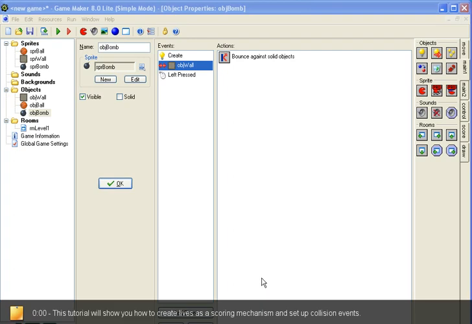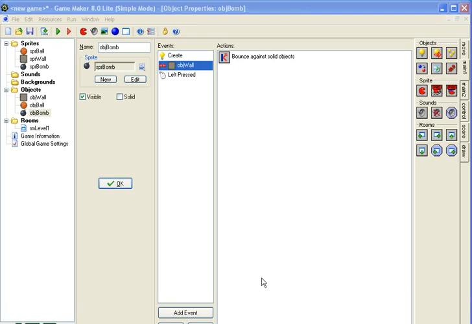Okay, in this lesson, I'm going to show you how to create lives so that we'll start out with three lives, and when the bomb collides with the ball, you would lose a life. If you lose three lives, the game would be over. Okay? So there are a couple of things we're going to have to account for here.